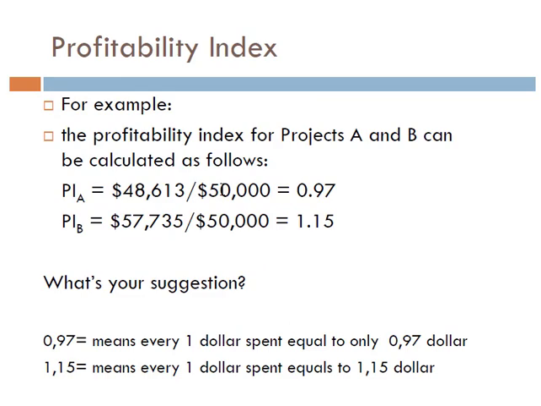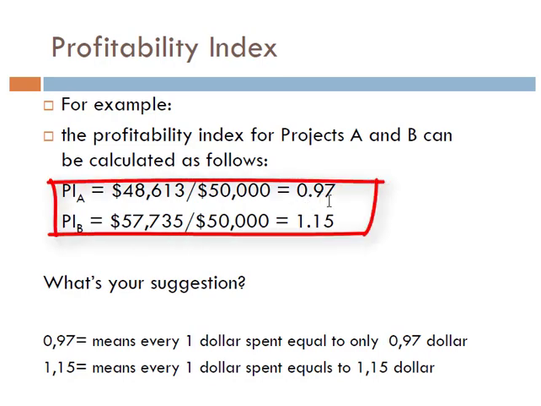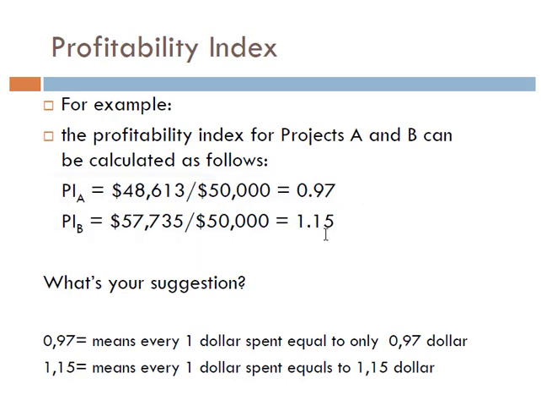And then for example, we have project A and B, and we do a single calculation for project A and B. This is the ratio between the NPV and the initial cash flow. We got 0.97 for PI A, and for PI B we got 1.15. So which project should be selected? The selection criteria should be greater than 1, so it is better we select project B as the best solution.